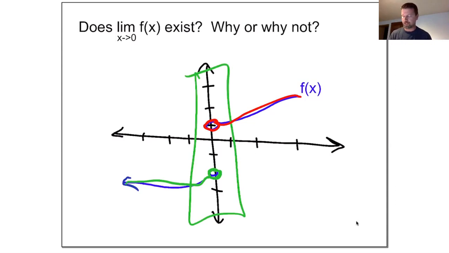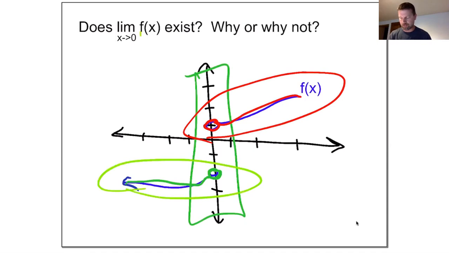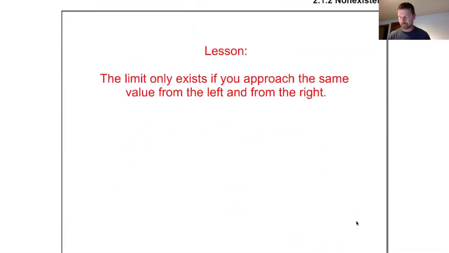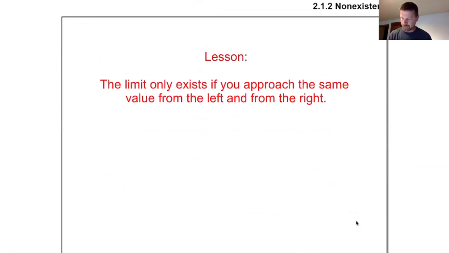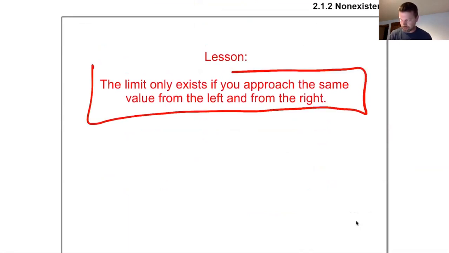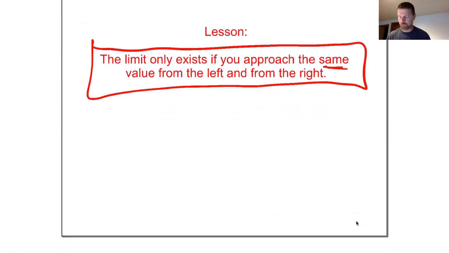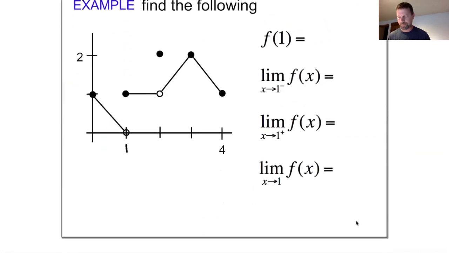Sure, it exists from just the right side, and sure, it exists from just the left side, but the limit as a whole doesn't exist. So unless they specify from the right side or from the left side, you just say does not exist. We're going to run through a few examples like that, but basically that is the whole crux of today's lesson. The limit only exists if you approach the same value from the left and from the right. We'll run through some quick examples and we'll be done.